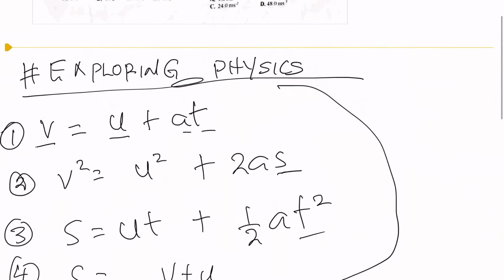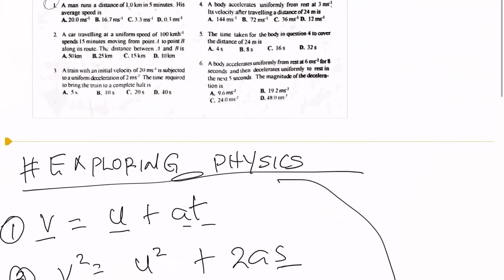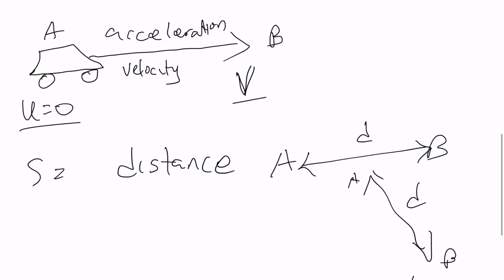So let's start with the first question. The first question says a man runs a distance of 1 kilometer. Anytime I'm trying to solve a question, to make it easier, I list out the parameters. When you list out these parameters, it gives you an edge on which equation of motion you are going to use and how you are going to apply it. The first question says a man runs a distance of 1 kilometer in 5 minutes. His average speed is what? So now we have distance.